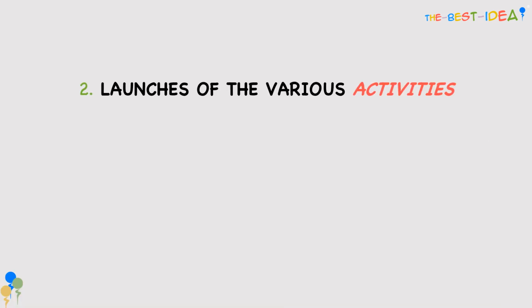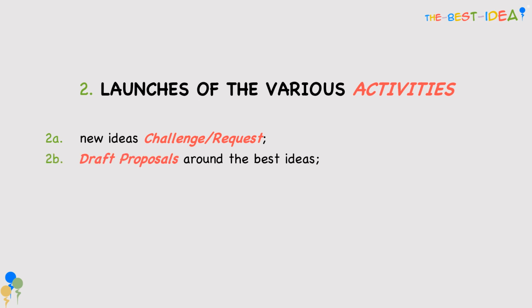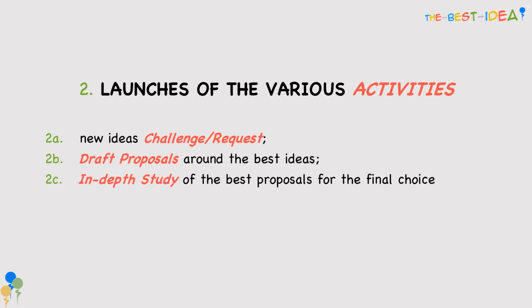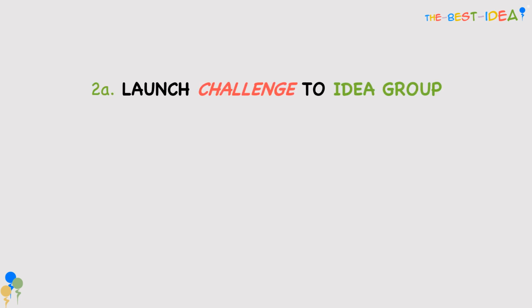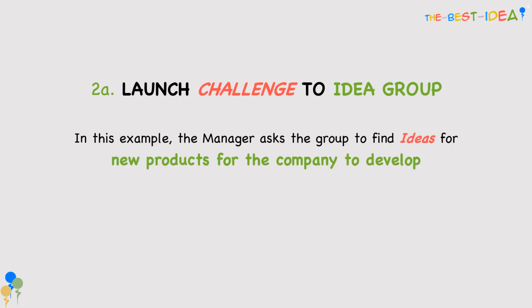In the second phase, the various activities set up in Phase 1 will actually be launched, one by one, sequentially. The new ideas challenge request. The draft proposals around the best ideas. The in-depth study of the best proposals for the final choice. The first step, labeled A, is the launch of a challenge request to the idea group. In our example, the manager asks the group to find ideas for new products for the company to develop.